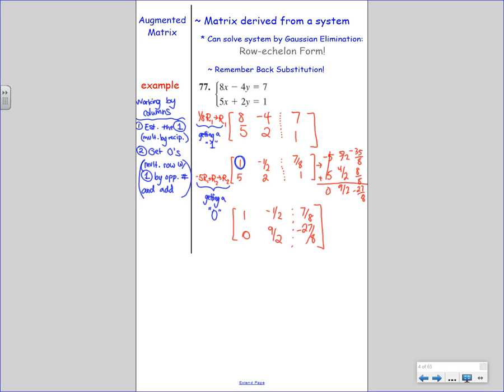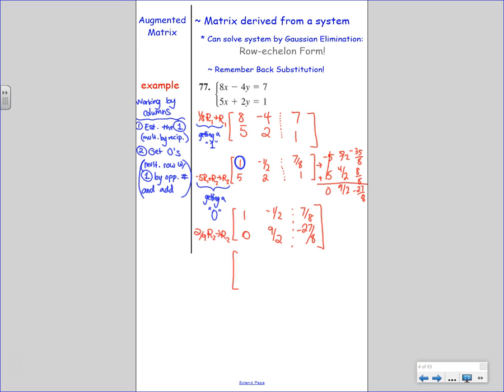So what's it time for now? I've done the first column, and now let's go ahead and move on. Second column, what's the first thing I have to start with? Do you remember which one comes first? The 1. Okay, how do I get a 1? I divide or multiply by the reciprocal. So what do I do to get the 1? Multiply by 2/9. I'm going to do 2/9 row 2 into row 2.